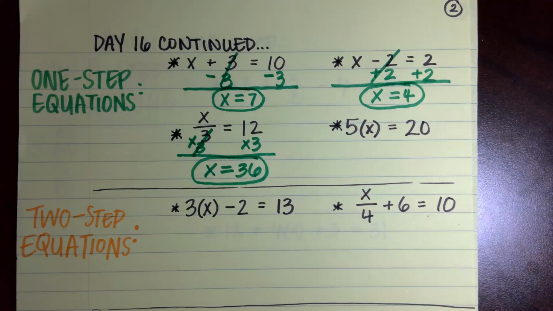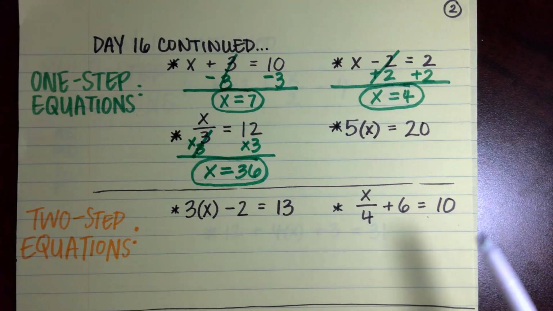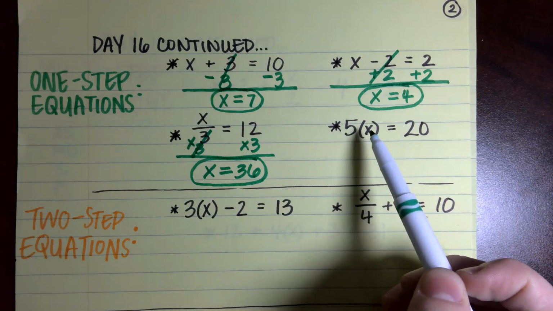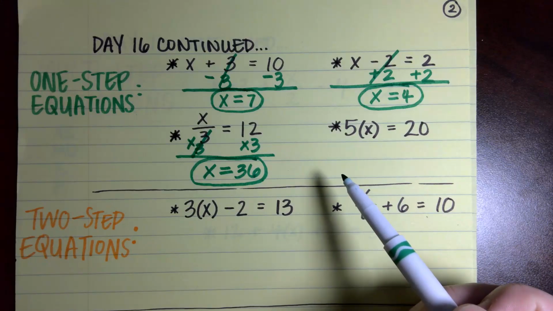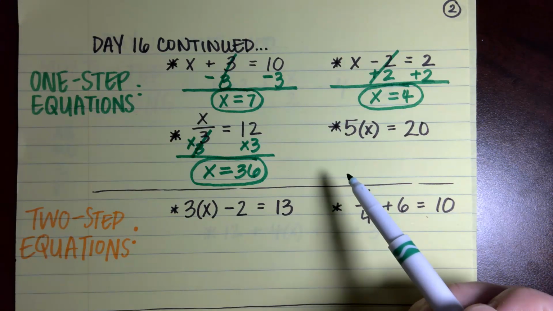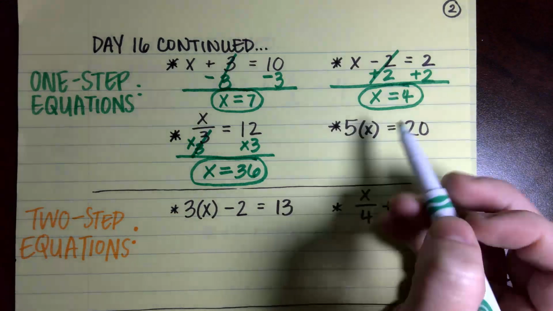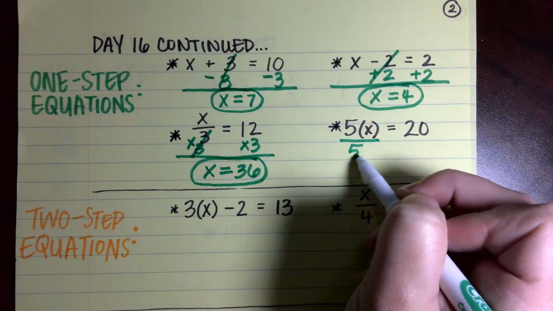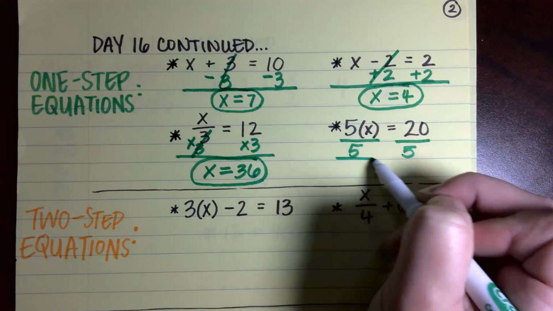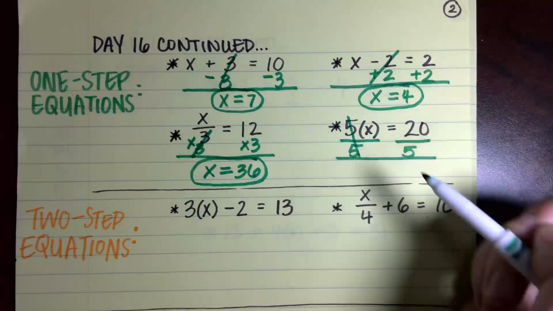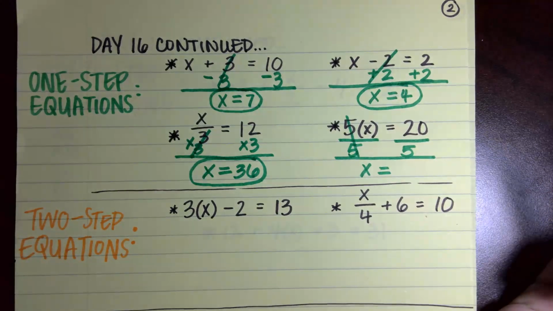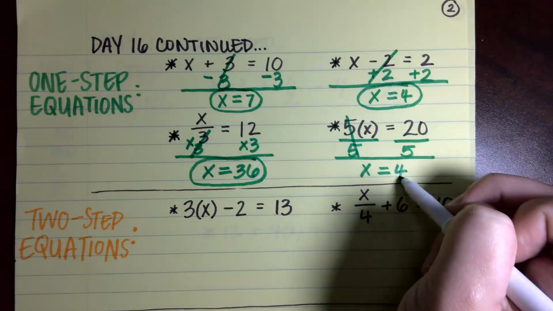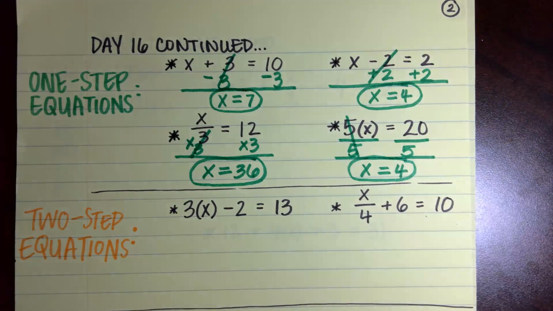Okay, now let's look at this fourth one here. I have 5 times x equals 20. What do I need to do to get x by itself? Divide. We have multiplication here. To get rid of multiplication, we divide. All right, so my 5's cancel. I'll bring down my x equals, and what is our solution here? 4. 20 divided by 5 equals 4. So there is a quick review of our one-step equations.